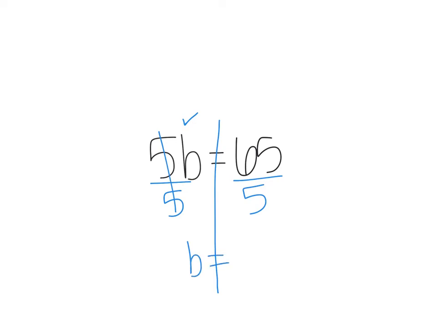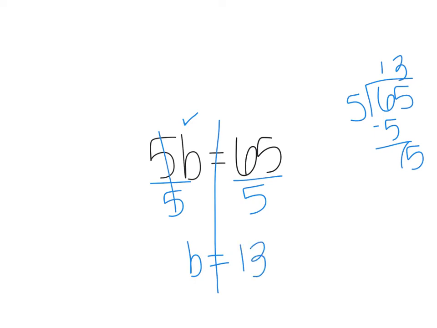And 65 divided by 5, I don't know off the top of my head, so I'm going to work it out real quick. And I get 13. So b equals 13. I could check by substituting 13 for b and check, is 13 times 5 really 65? It sure is, so my solution checks and I know that I am correct.